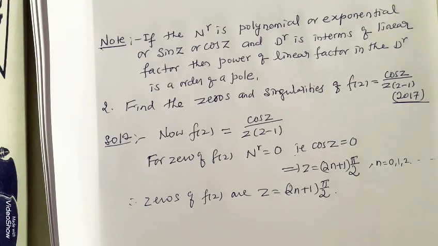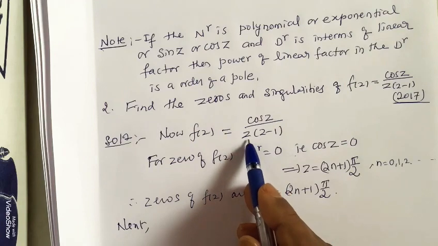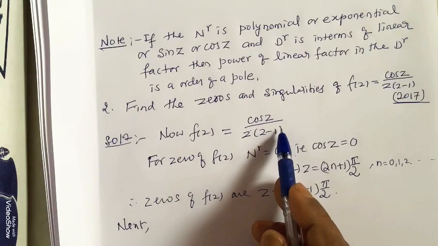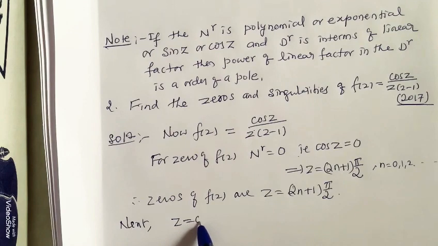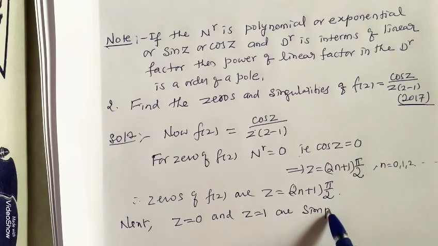For finding the zero of the function f(z), 1 mark, and then finding the poles. Singularities means it may be either a pole or a removable singularity or an essential singularity and so on. Next, to get the singularities, the denominator is equal to 0. So z is equal to 0 and z is equal to 1. These are poles of order 1. And z is equal to 0 and z is equal to 1 are simple poles.